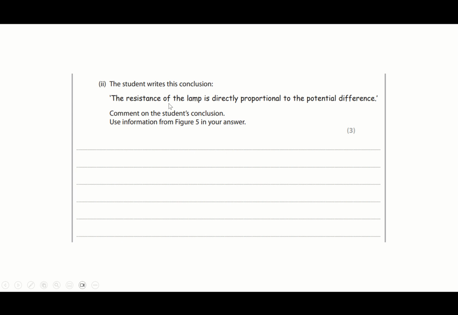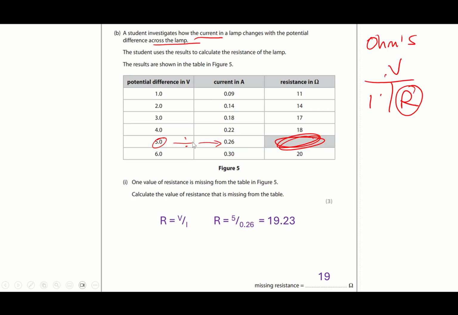Student writes the conclusion. The resistance of the lamp is directly proportional to the voltage. Comment on the student's conclusion. It says use information from figure 5. So I am going to have to use some of these numbers. Now, if it's directly proportional, if I doubled the voltage, I should double the resistance. That's for a quick check.